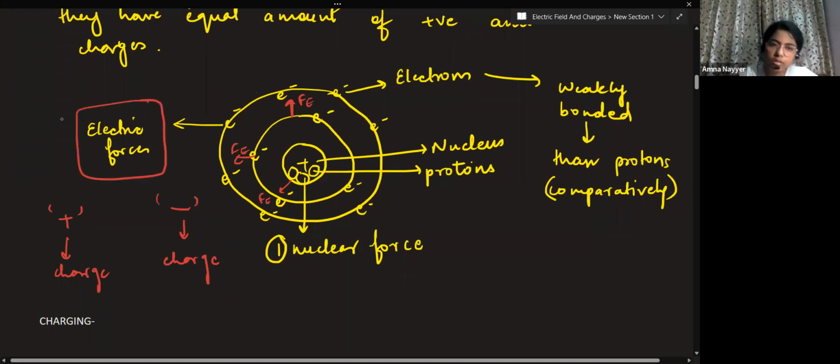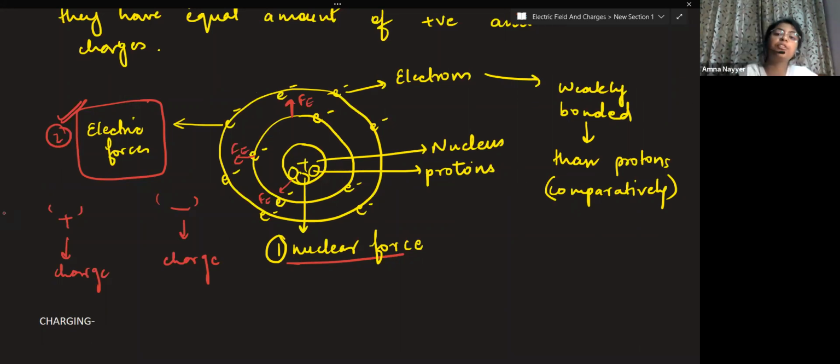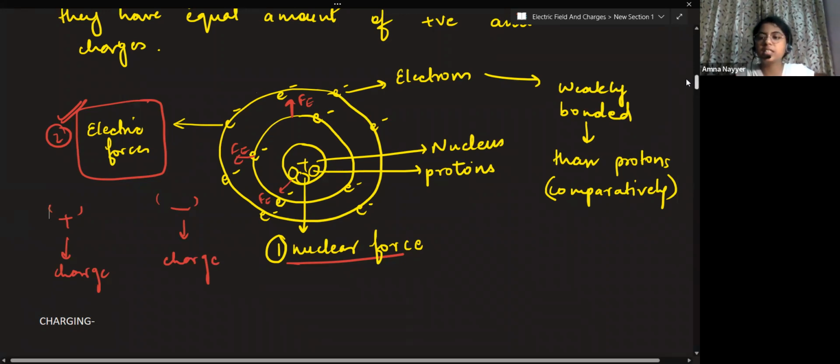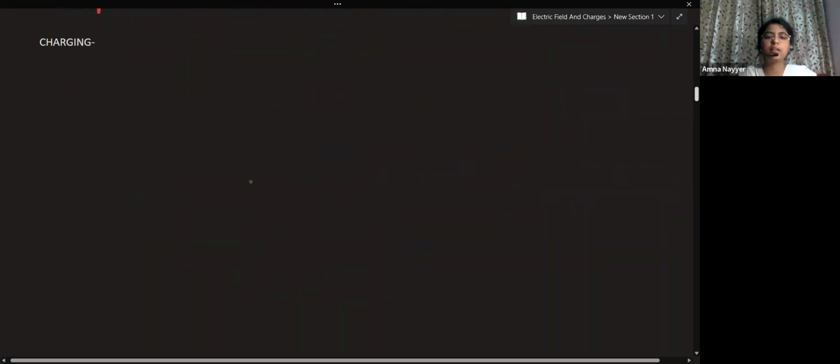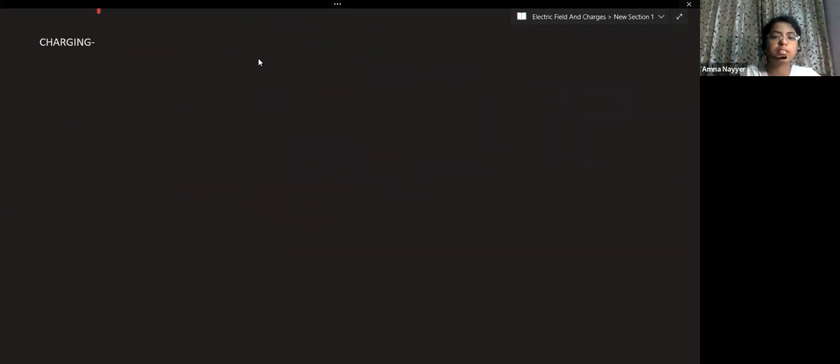Electric forces we have as a separate topic, where we'll be dealing with laws of electric forces as well. But just remember, there are two kinds of forces occurring in nature: the nuclear force and the electric force. Electrons are comparatively weakly bonded than protons, which makes the phenomenon of charging possible. So what is meant by charging? I'll give you time to write this down.